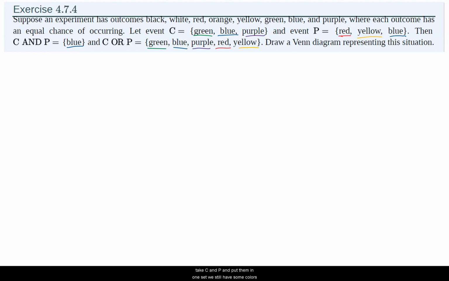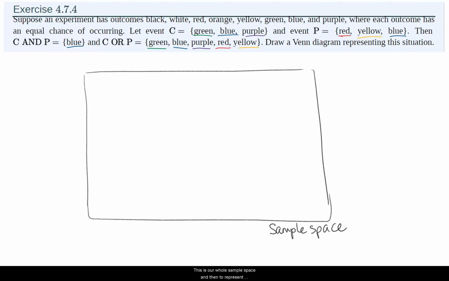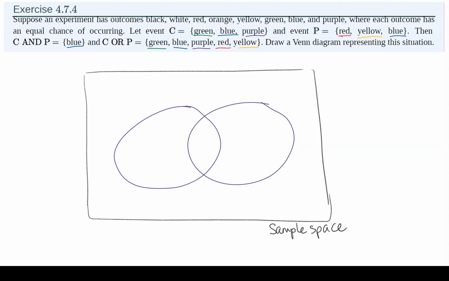We still have some colors in the experiment that we're not considering in C and P, so we want to make sure we represent those also in that Venn diagram. A Venn diagram starts out as a rectangle. This is our whole sample space. And then to represent the two different sets, we're going to draw two circles. Label one of them C and the other P. I know that C and P has blue in it, so I'm going to write blue in the middle.